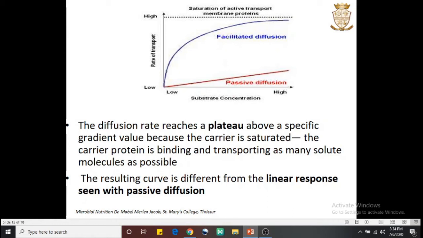In passive diffusion, till the concentration gradient is maintained, the graph is linear, steadily increasing. But in facilitated diffusion, after a value, the carriers have become saturated and cannot transport further. So it reaches a plateau after a point. So this is the rate of transport with or against concentration of nutrients in the case of passive and facilitated diffusion. The plateau effect is seen in facilitated diffusion because of the saturation of transport membrane proteins.